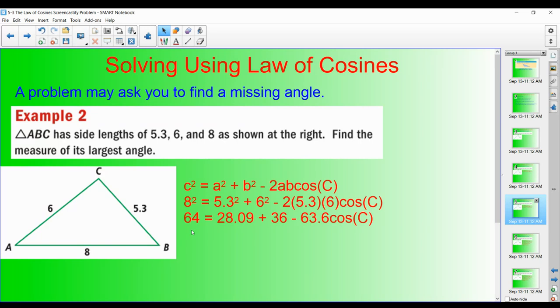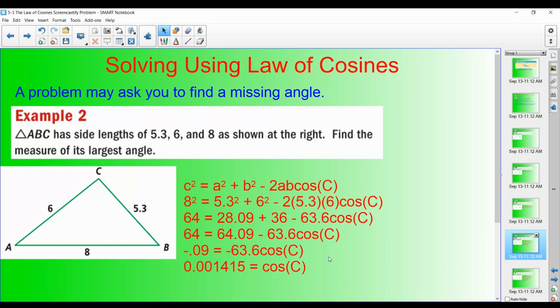I then do more algebraic manipulation where I combine like terms, I add and subtract from both sides, I divide, and that gets me my next few steps until eventually I'm left with the cosine of C by itself. And then we learned last week that we can use inverse trigonometry to get C by itself by taking the inverse cosine of both sides.